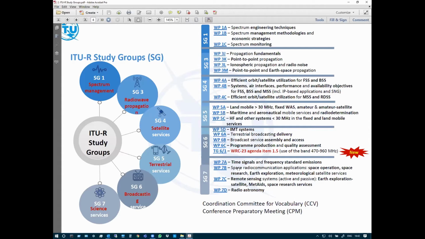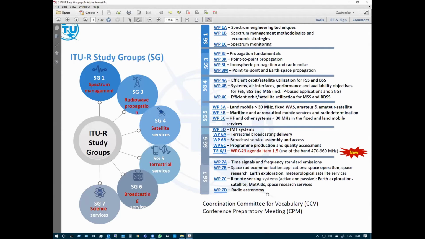Working party 7B, space radiocommunication applications, space operation, space research, exploration, meteorological satellite services. Working party 7C, remote sensing systems, active and passive. It means, for example, radars, or only taking images and retransmitting them by radio frequencies: Earth exploration satellite, meteorological aids, space research services. And working party 7D, radio astronomy.